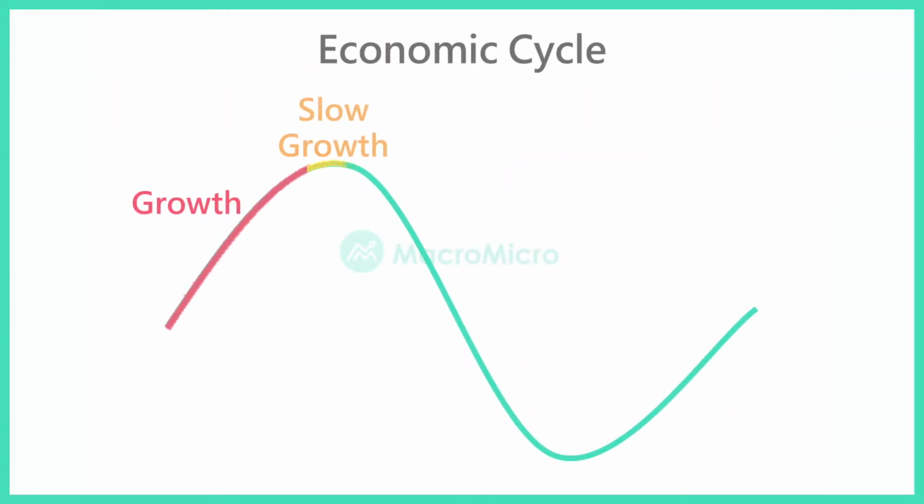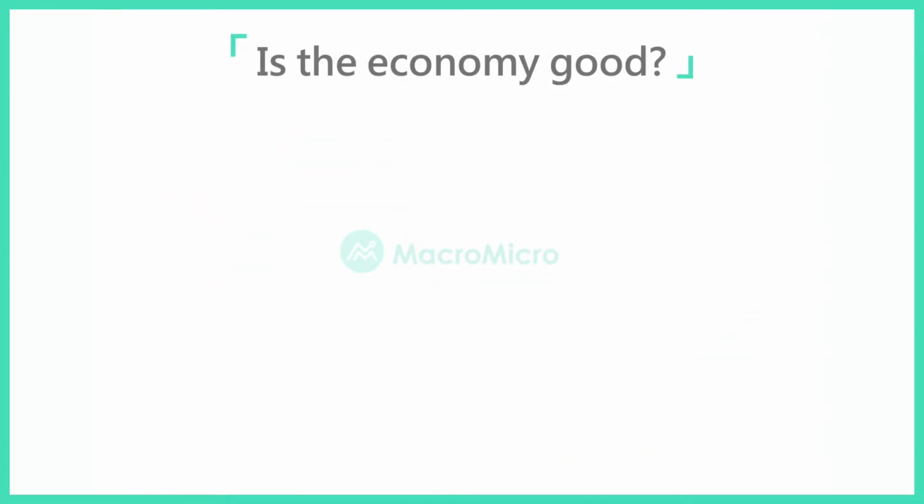An economic cycle is composed of 4 phases: growth, slow growth, recession, and recovery. To identify the current phase of the economy, we look into the macroeconomic data for clues. It might seem abstract at first, but MacroMicro's charts and tools have made it much easier to understand. So don't worry and keep watching.